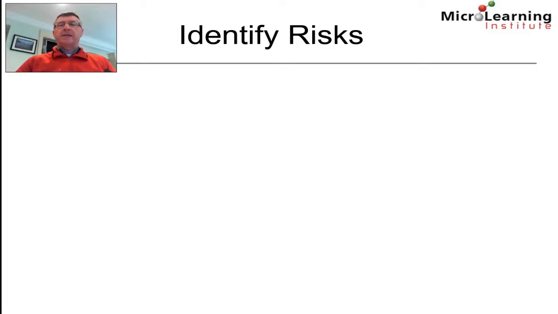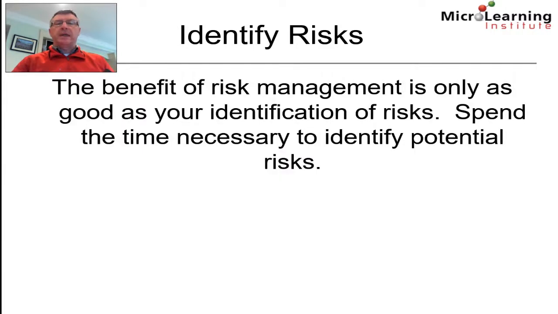Phase 1 is where we identify the risk. And again, it's important to say that the benefits of risk management are only as good as the identification of the risk. So again, we need to spend the time necessary to identify potential risks. Also, we need to involve the people that are necessary in order to identify these risks.